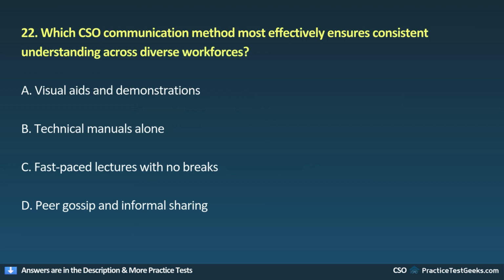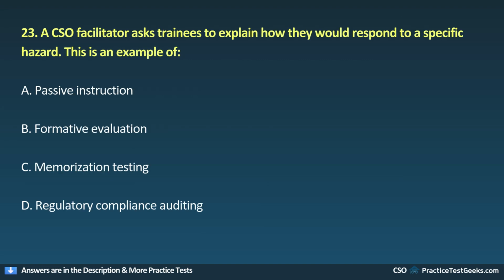22. Which CSO communication method most effectively ensures consistent understanding across diverse workforces? A. Visual aids and demonstrations. B. Technical manuals alone. C. Fast-paced lectures with no breaks. D. Peer gossip and informal sharing.